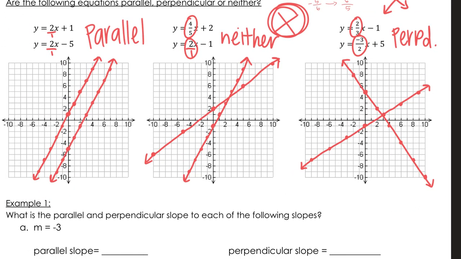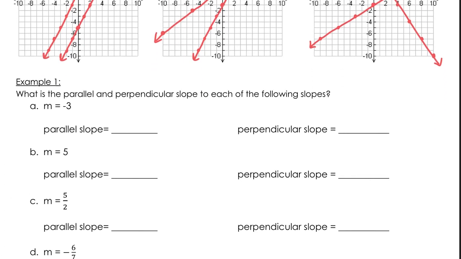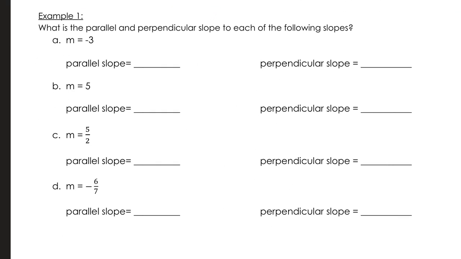All right, let's do a little practice with these slopes. Just practicing what a parallel slope would look like and what a perpendicular slope would look like. So looking at this example 1 down below, let's talk about parallel and perpendicular slopes. So if we have an equation with a slope of -3, a parallel slope would be exactly the same. It would also be -3. Or if you want to put -3 over 1 to make it a fraction, you're more than welcome to do so.